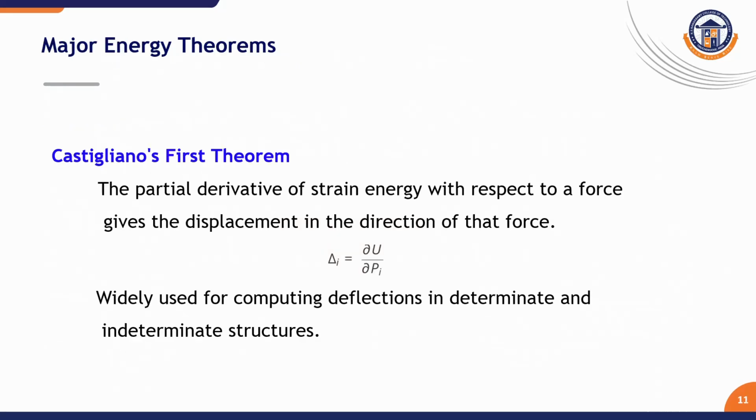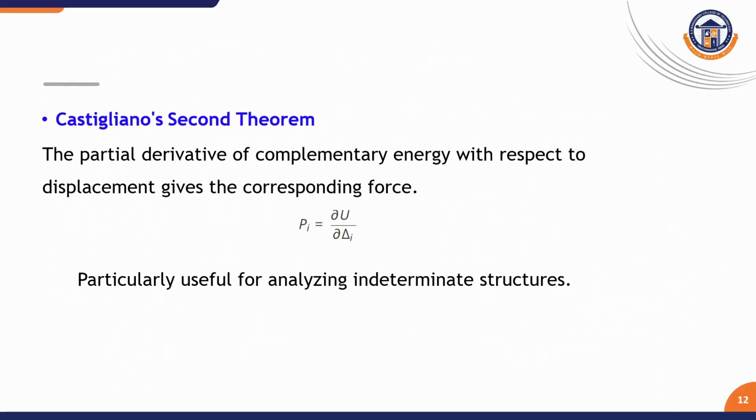The major energy theorems are Castigliano's theorems. Castigliano's first theorem states that the partial derivative of strain energy with respect to the load gives the displacement in the direction of the load. Mathematically, delta equal to partial U by partial P. This theorem is extremely useful for beams, trusses, and indeterminate structures. You will use this theorem extensively in numerical problems.